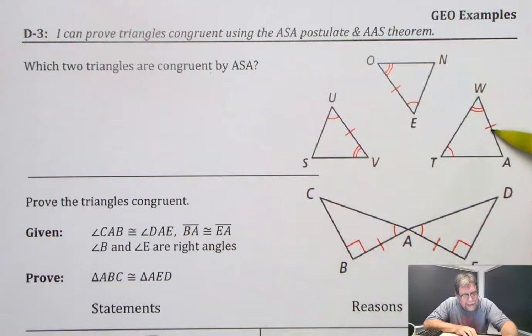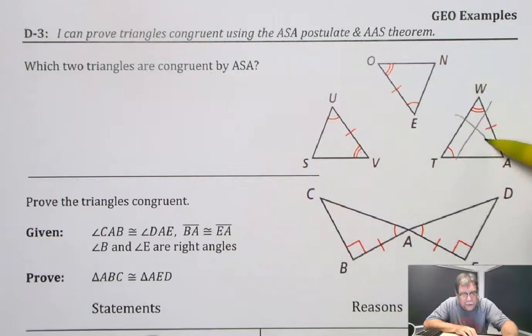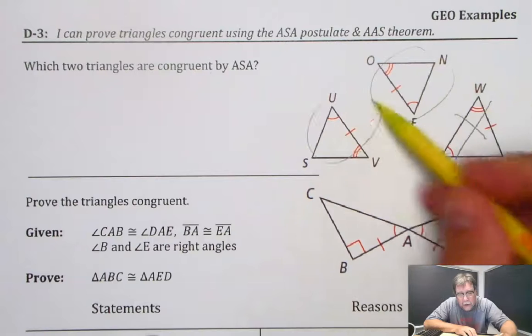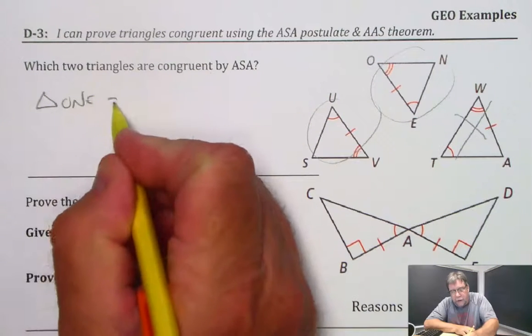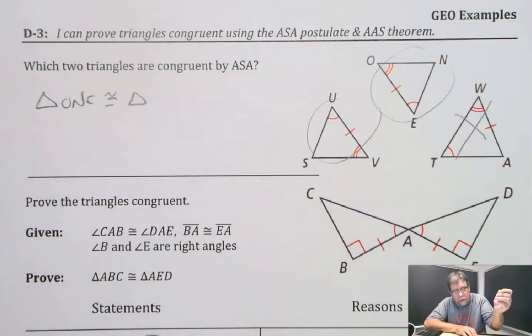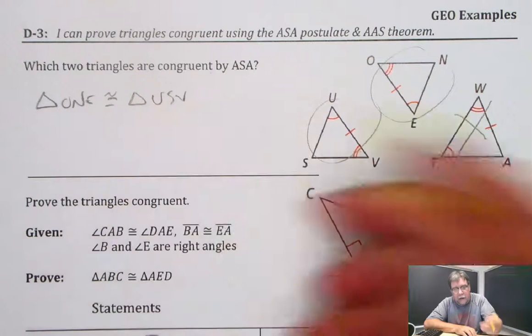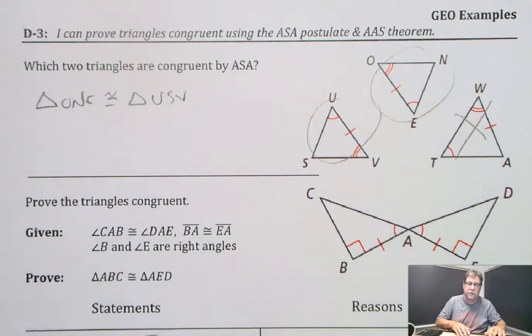But this one, the side is not included. So this one is not the triangle we're looking at. We're looking at those two triangles. So triangle ONE is congruent to triangle USV because of the ASA postulate.